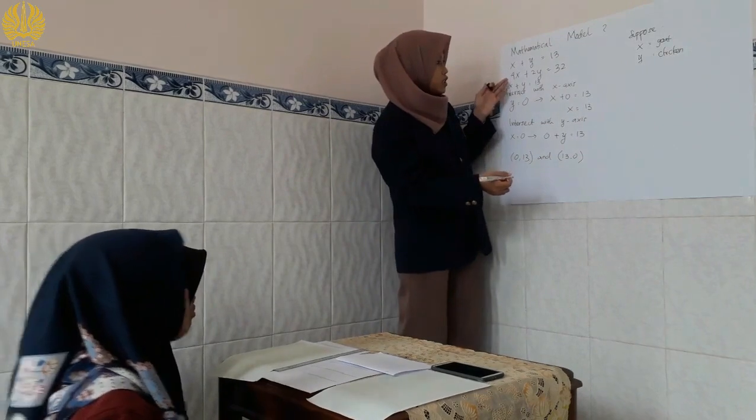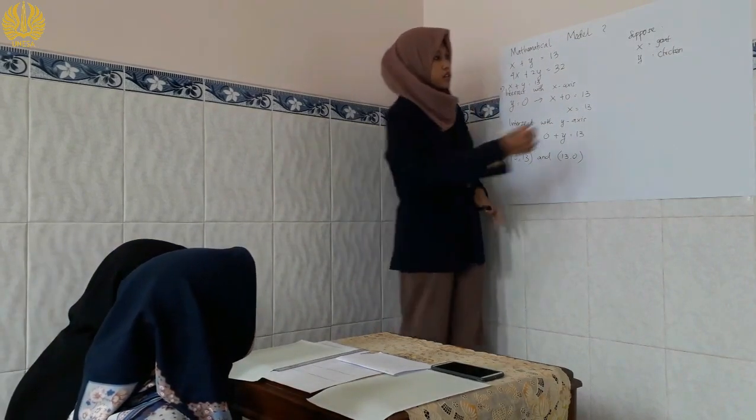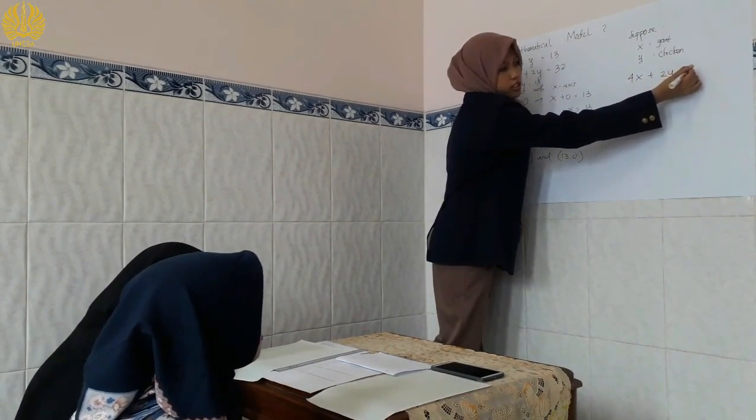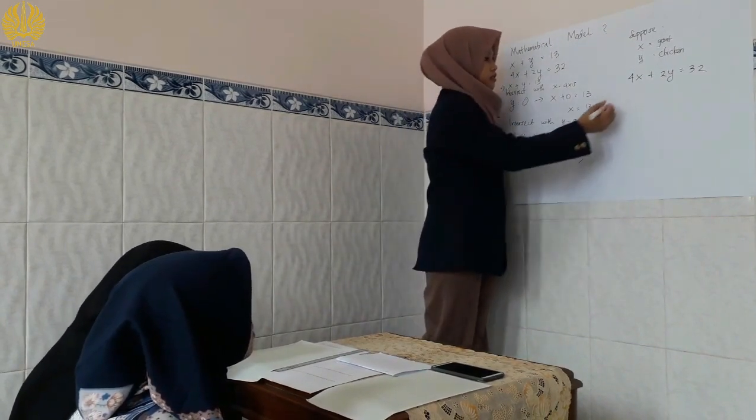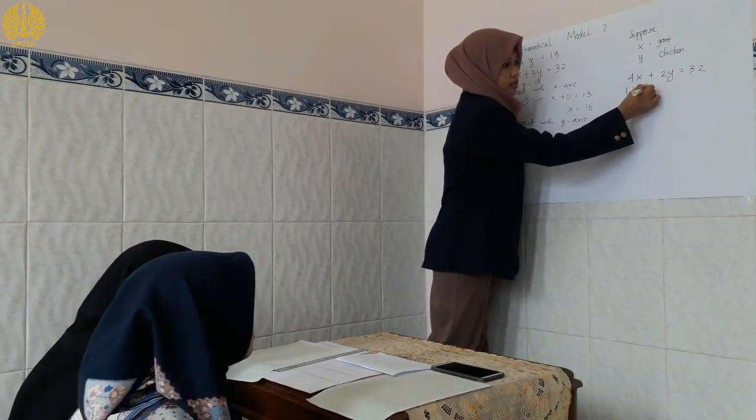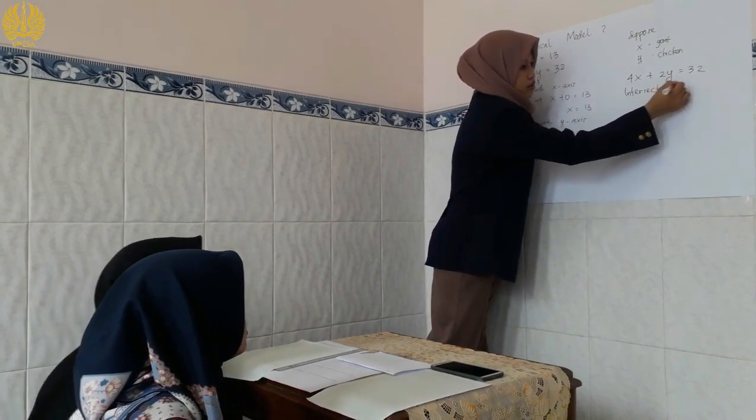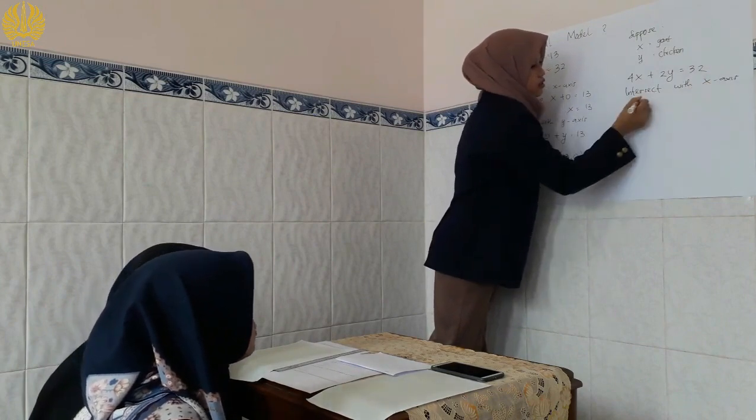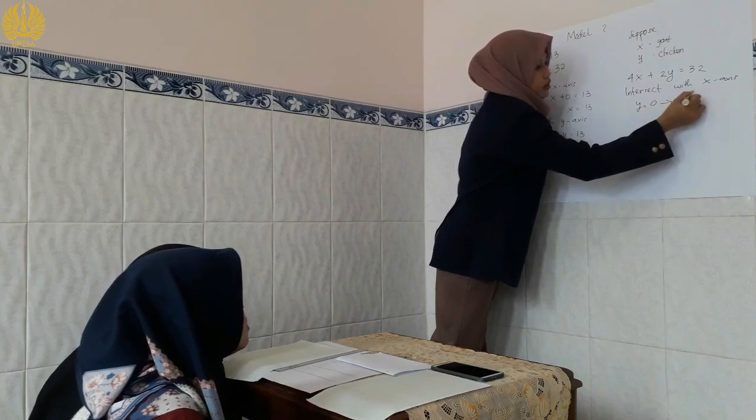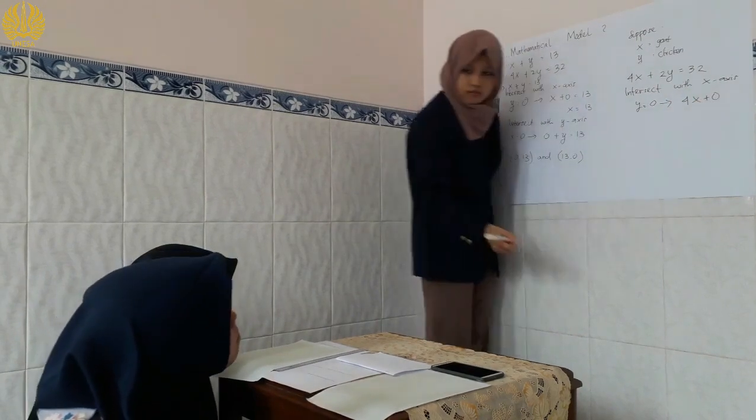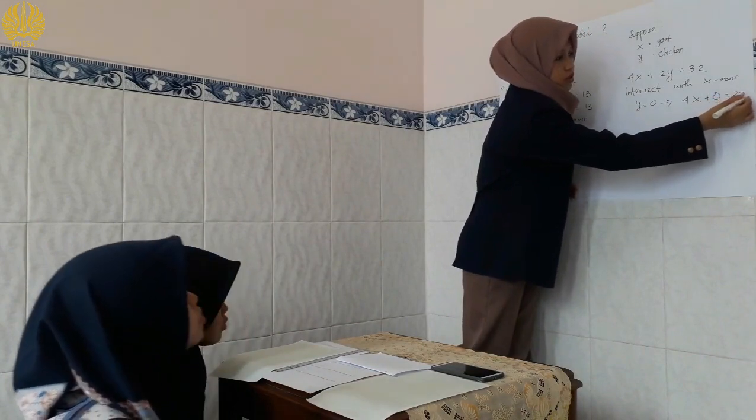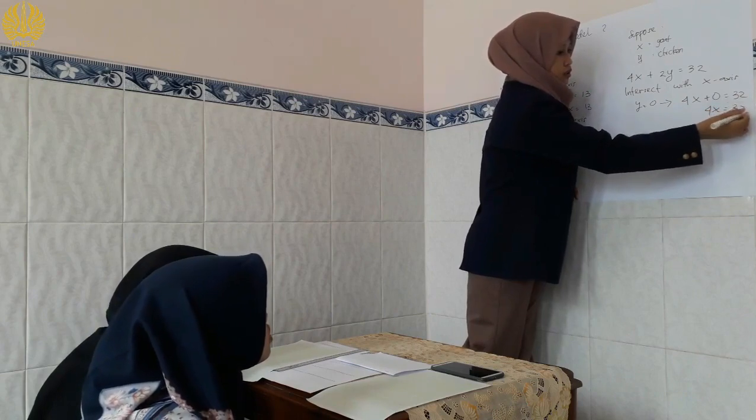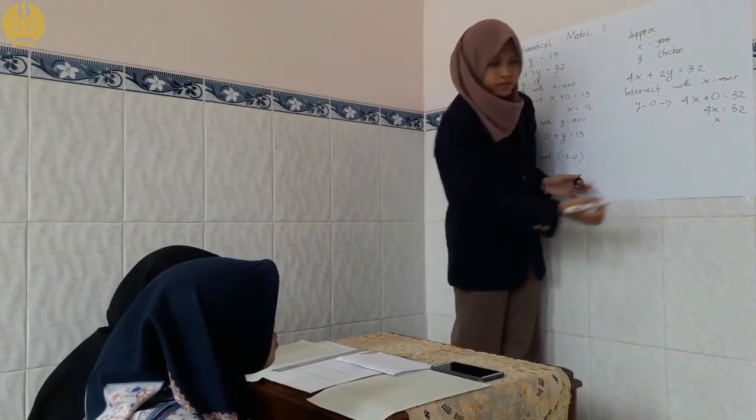Okay, now from these two equations, that is for 4x plus 2y is equal to 32. When y is 0, 4x is equal to 32. Then the value of x is 8.